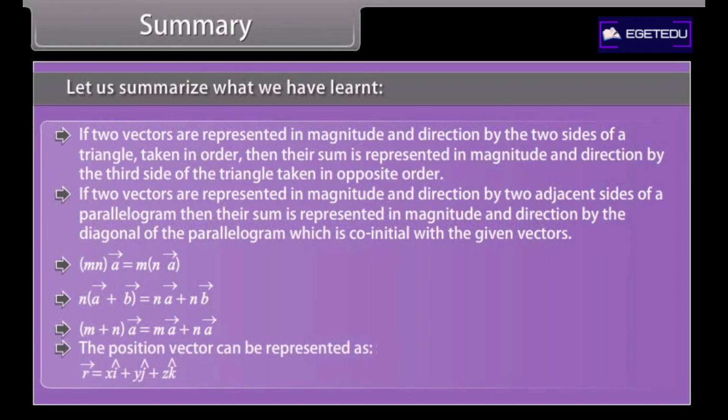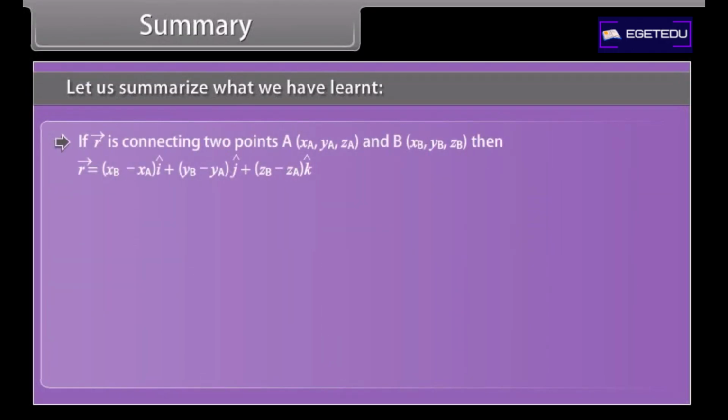The position vector can be represented as vector r equals x cap i plus y cap j plus z cap k. If vector r is connecting two points A (xA, yA, zA) and B (xB, yB, zB), then vector r is equal to (xB minus xA) cap i plus (yB minus yA) cap j plus (zB minus zA) cap k.